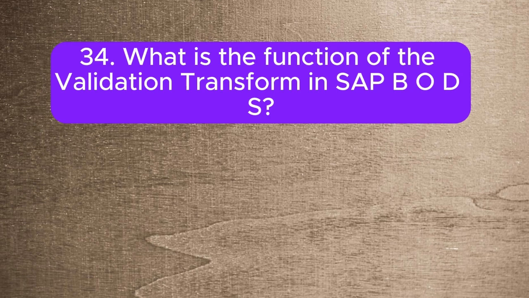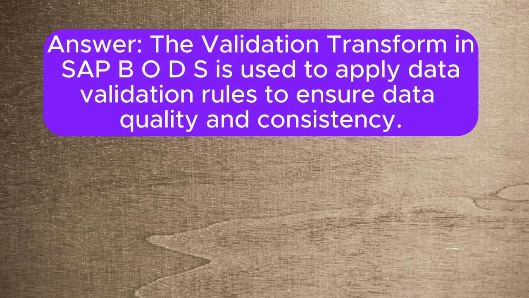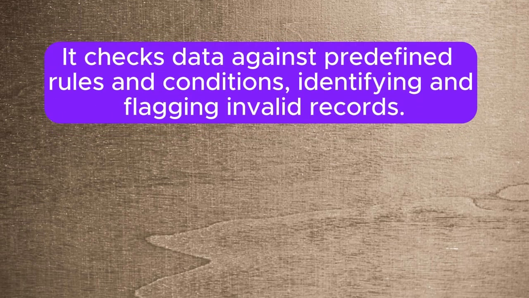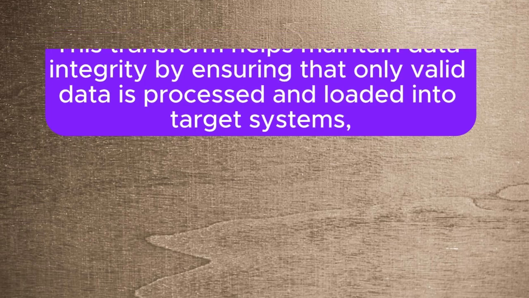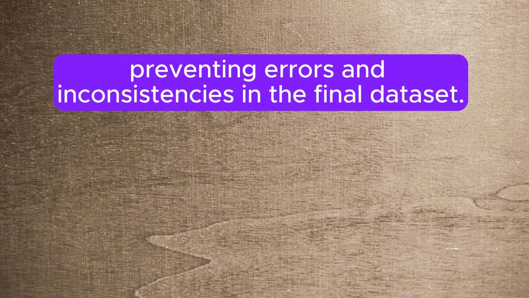34. What is the function of the validation transform in SAP BODS? Answer. The validation transform in SAP BODS is used to apply data validation rules to ensure data quality and consistency. It checks data against predefined rules and conditions, identifying and flagging invalid records. This transform helps maintain data integrity by ensuring that only valid data is processed and loaded into target systems, preventing errors and inconsistencies in the final dataset.